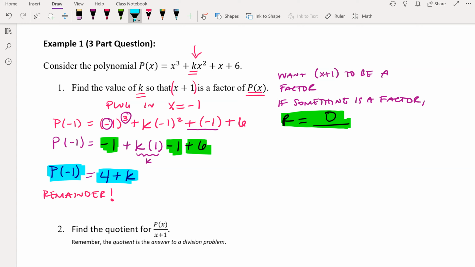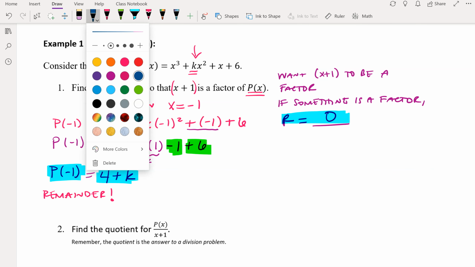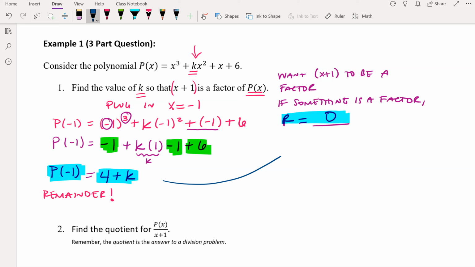But we also need the remainder to equal 0. We know that the remainder equals 4 plus k, so here's what we're going to do. We're going to set 4 plus k equal to 0. So let's bring these together. 4 plus k equals 0. We're setting what we know is the remainder equal to what we need the remainder to be. Okay, and now let's solve for k. How would we solve for k? Inverse operations, -4, -4. K equals 0 minus 4 is -4.